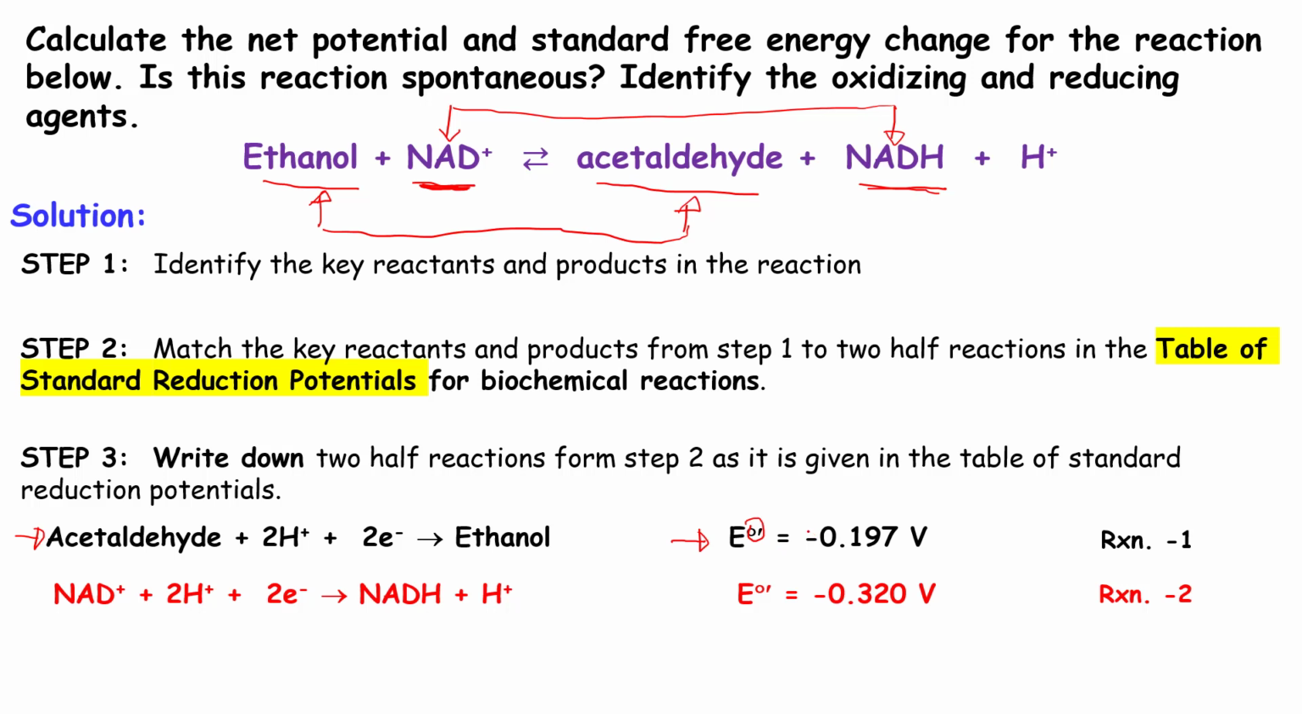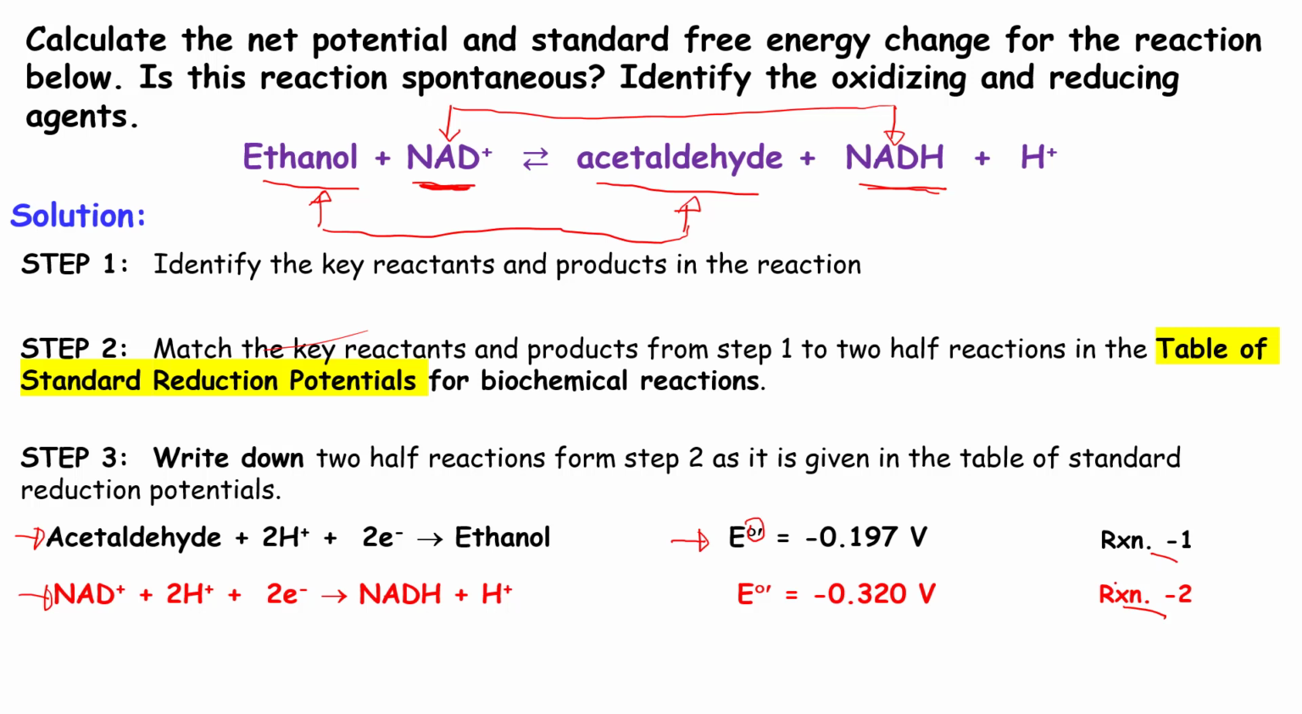And I mentioned this in step 1 and step 2 that we are dealing with biochemical reactions. So that means you have to use the table of standard reduction potentials that deals with biochemical reactions. And then the same way, I went ahead and wrote down the reaction for the NAD plus going to NADH, and this is the reaction that we have here. So I've marked them as reaction 1 and reaction 2 because we're going to manipulate them in the future. So at that point, it's helpful to identify which is reaction 1, which is reaction 2.